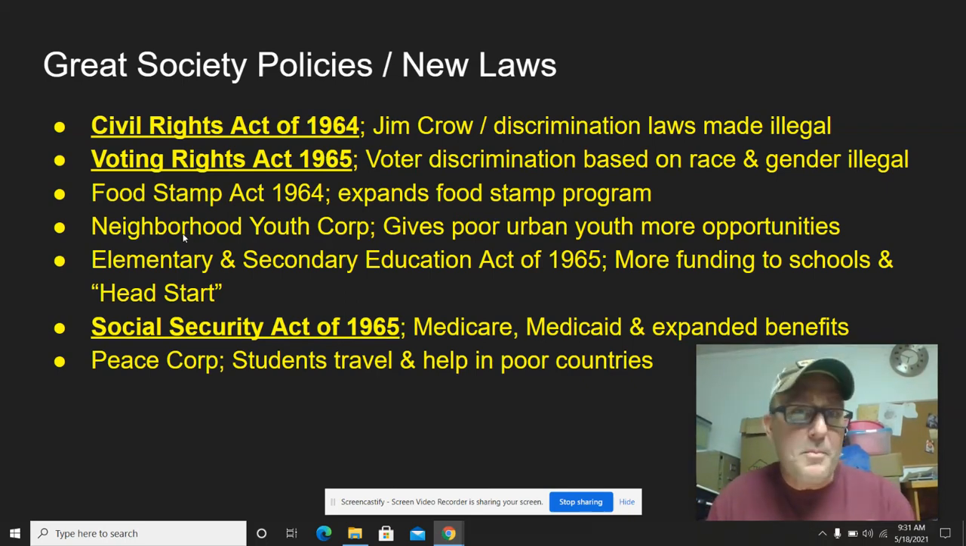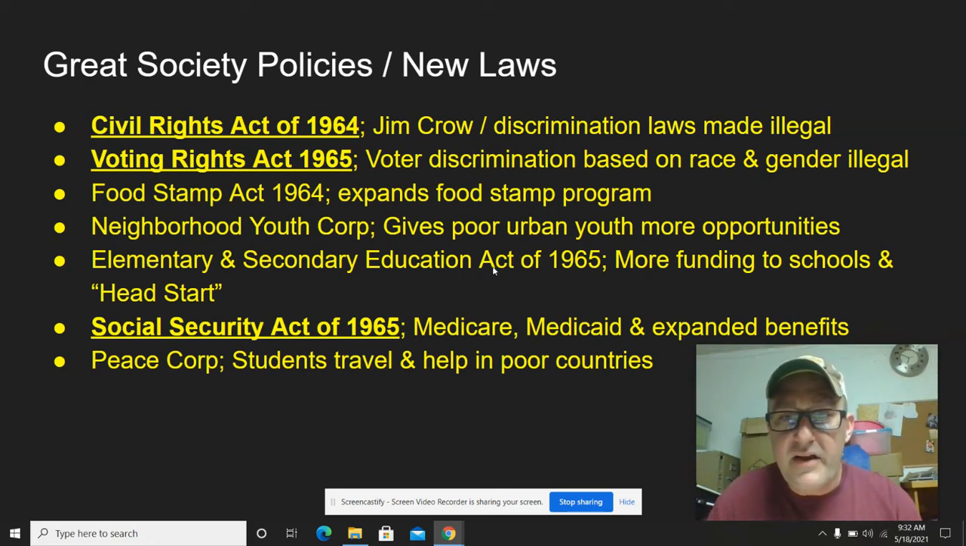Now, some other ones that you might be familiar with. I'm guessing most of you have heard of these, but this is where these laws and programs got going. The Food Stamp Act of 1964. Essentially, it expanded a program that was already around, but in small form, to give people living below the poverty line food stamps so they go to the grocery store and ideally get nutritious foods. There was the Neighborhood Youth Corps. This was trying to give poor kids living in inner cities, many of them Black kids, more opportunities and extracurriculars.